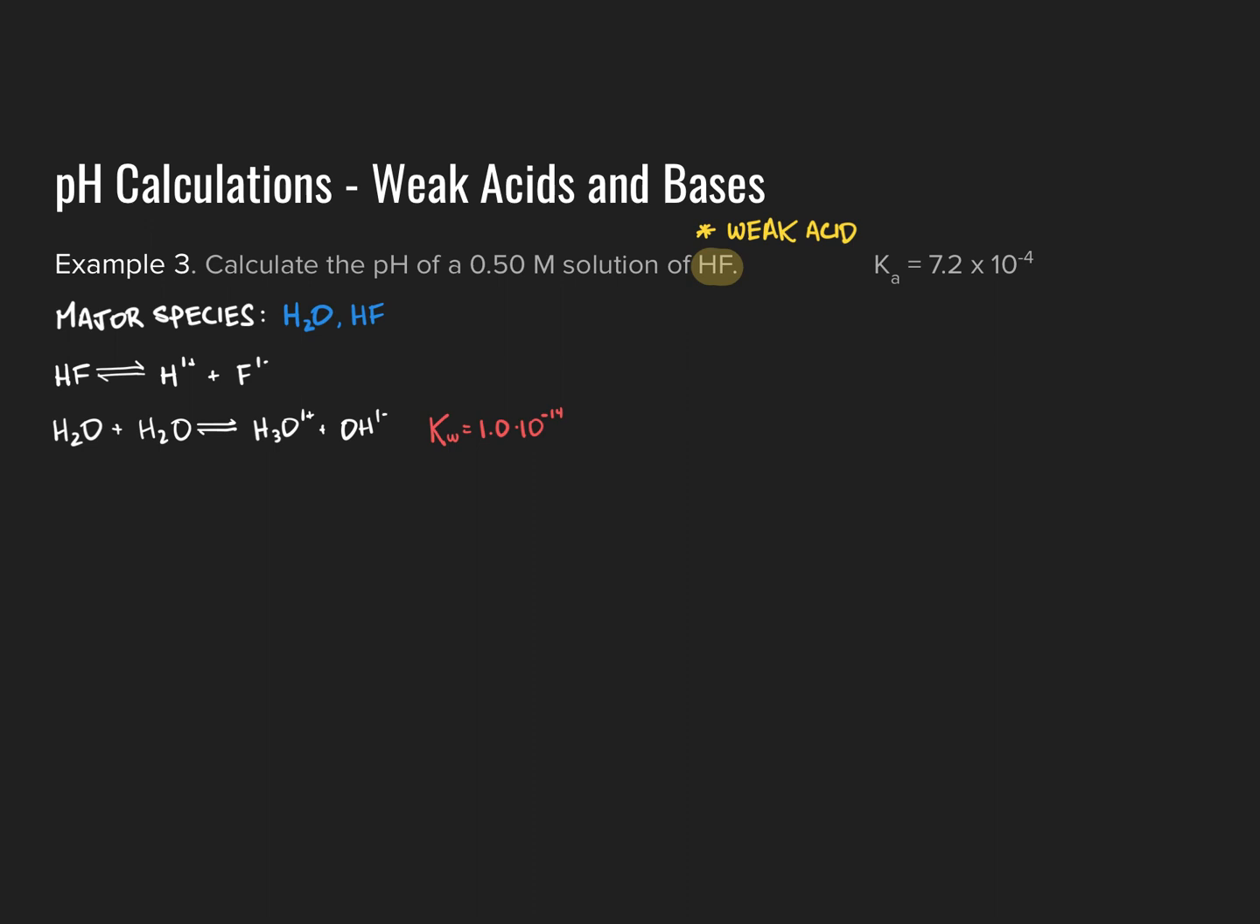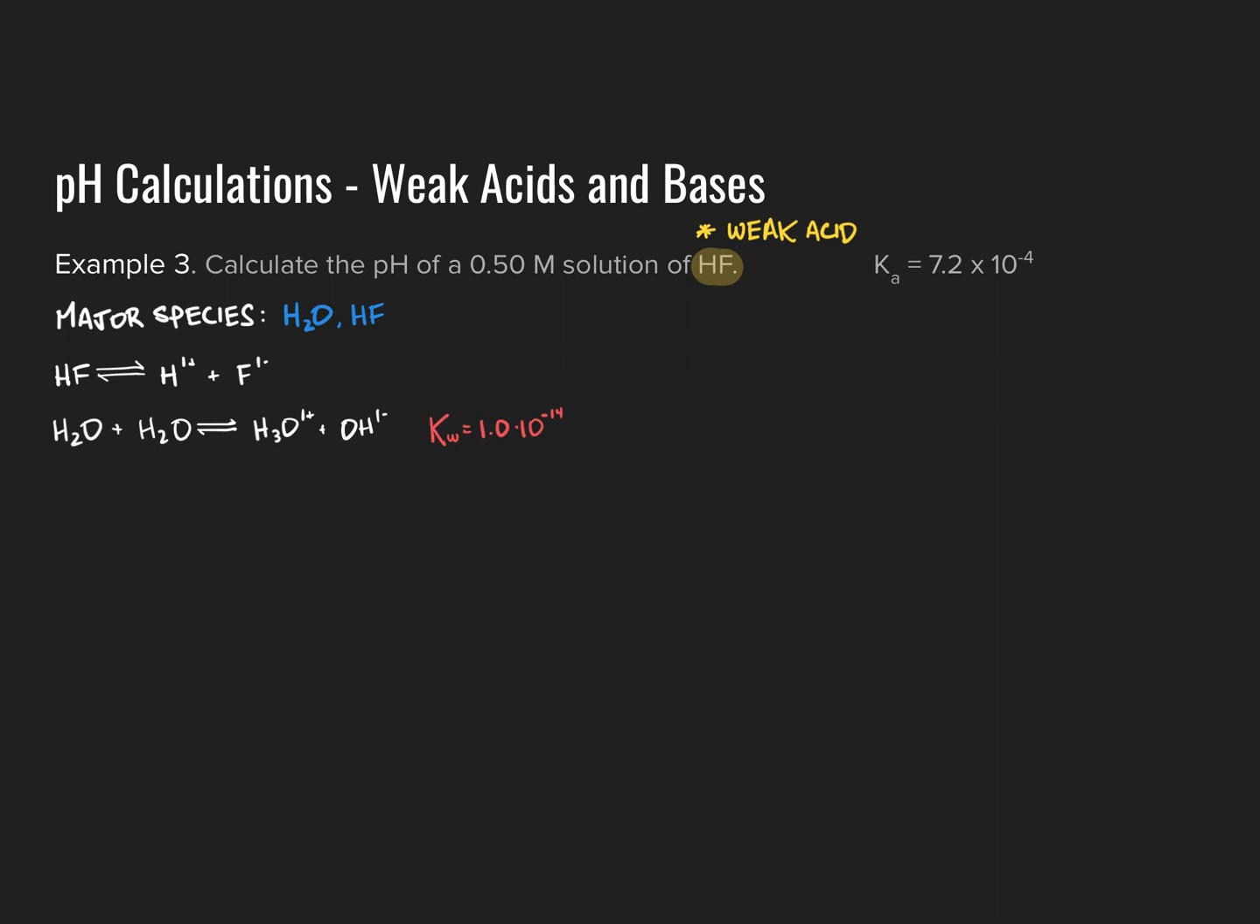Now, comparing the relative K values of each of these processes here, I see the Ka for hydrofluoric acid is many orders of magnitude larger than the Kw value for the autoionization of water. And as such, it's apparent that hydrofluoric acid is a much stronger acid than water, and therefore HF will be my dominant source of hydrogen ion in my solution. So I'm going to focus my attention then on the HF, as this is the one which is going to be producing the vast majority of hydrogen ions present.